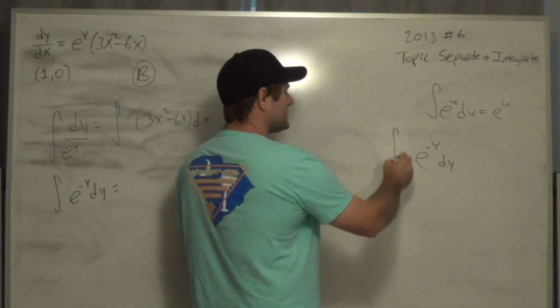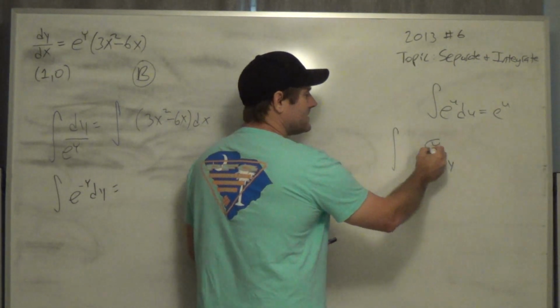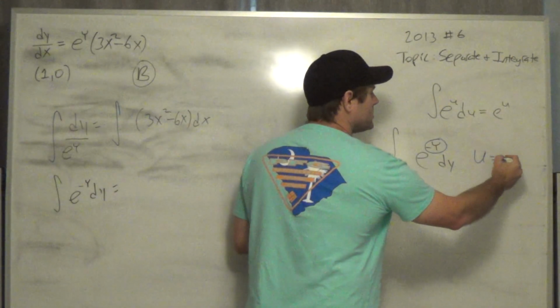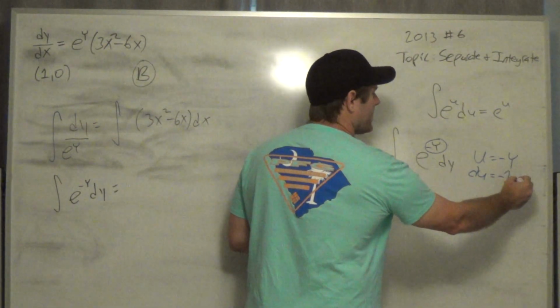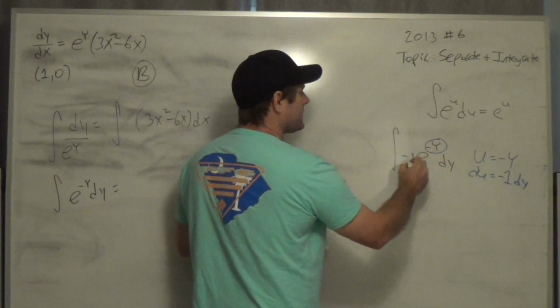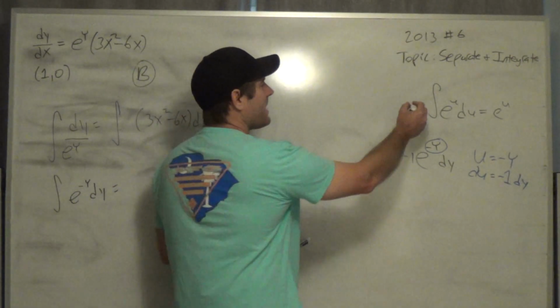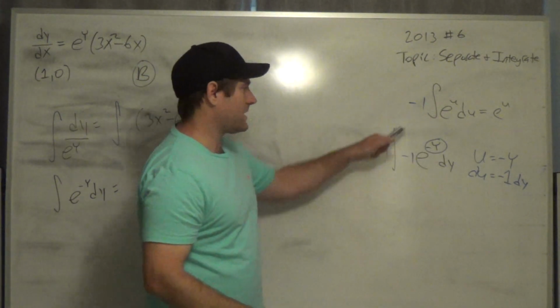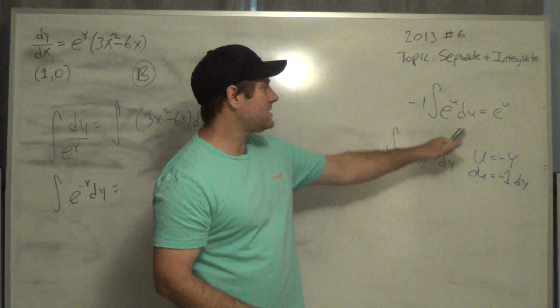So to take the antiderivative of this, I would have to make this the u. And if the u is negative y, the du would have to be negative 1 dy. Now we have the dy, but we don't have a negative 1. So we have to put a negative 1 offset by a negative 1. If we do this, now we have a negative 1 in front. And now this is an e to the u, and this is the du.